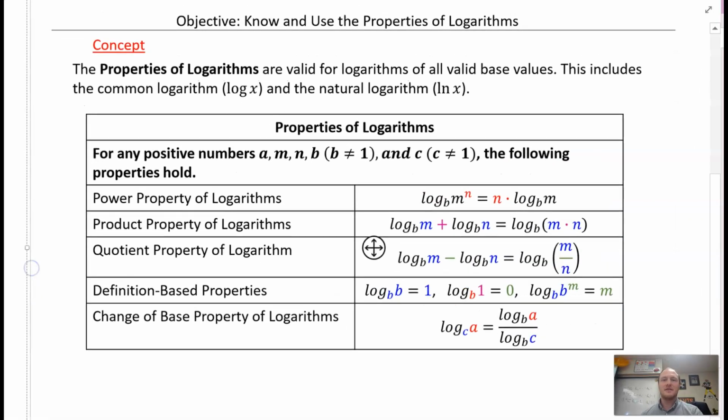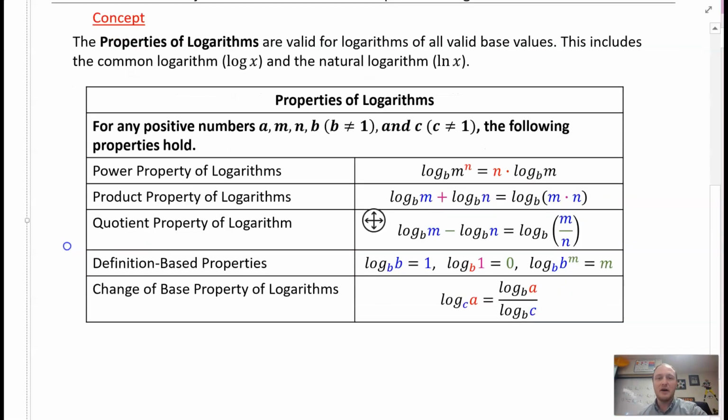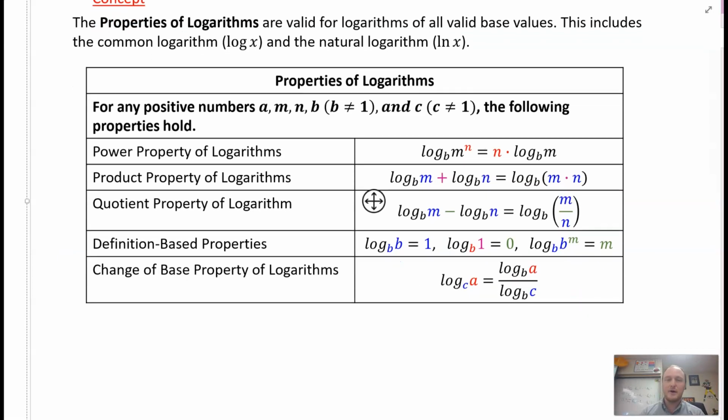So here the properties are valid for logarithms of all valid base values, and this includes specifically the common log and the natural log of x. Now for any positive numbers, in this case our variables are a, m, and b, the base b cannot be 1, and c, when we're talking about change of base property, also cannot be 1. So here are the following properties.